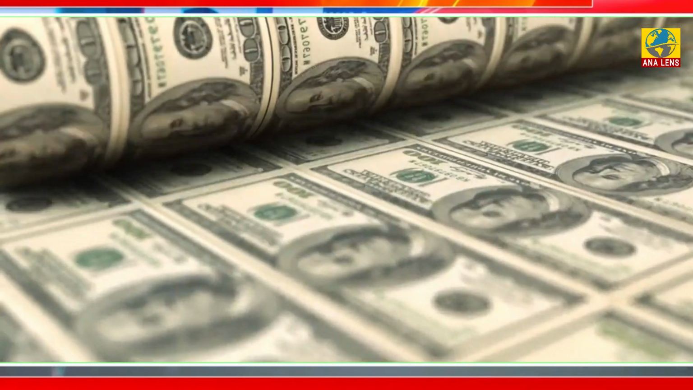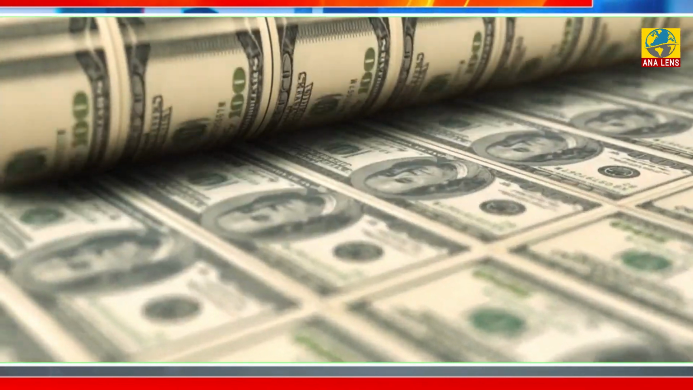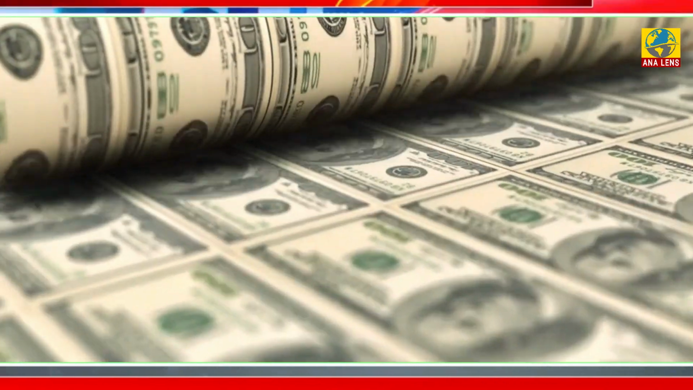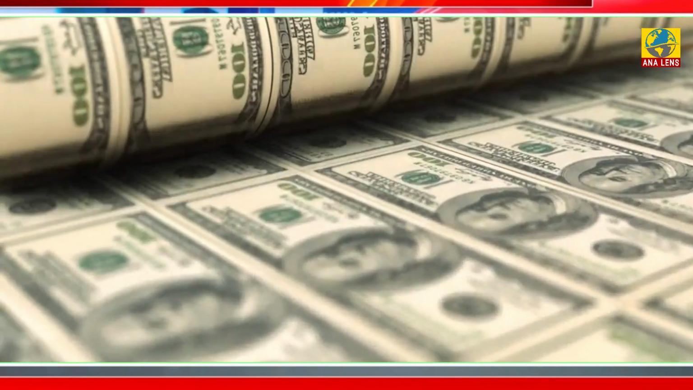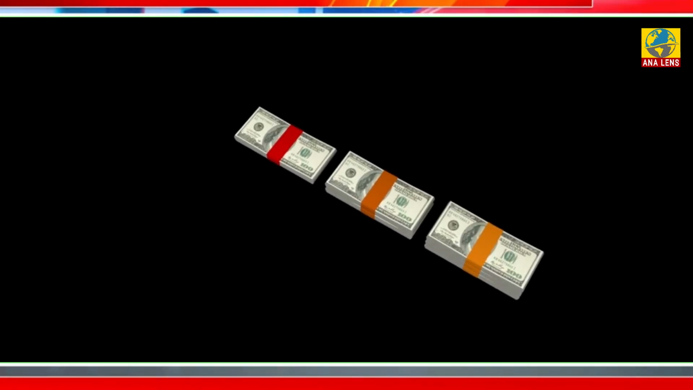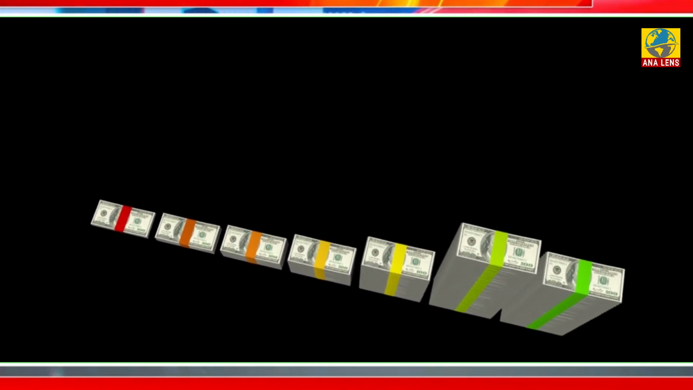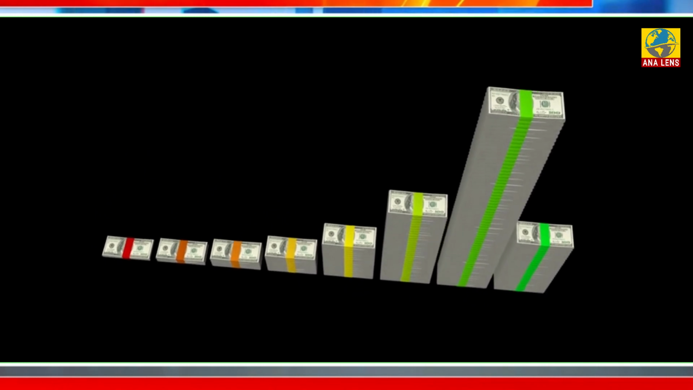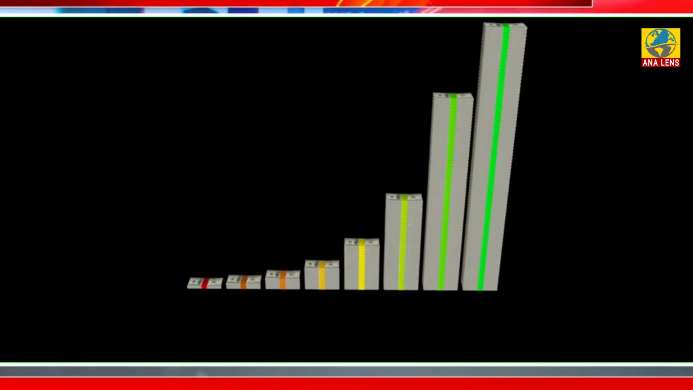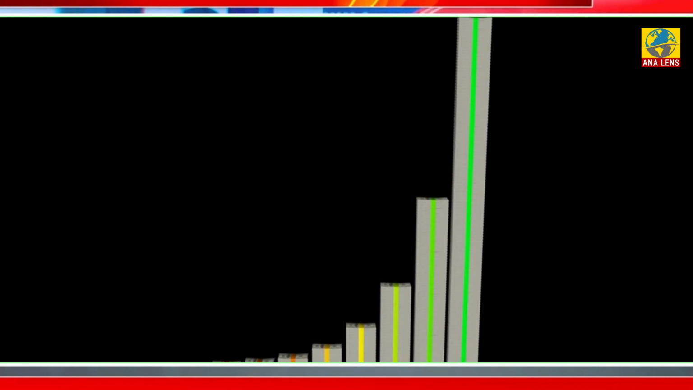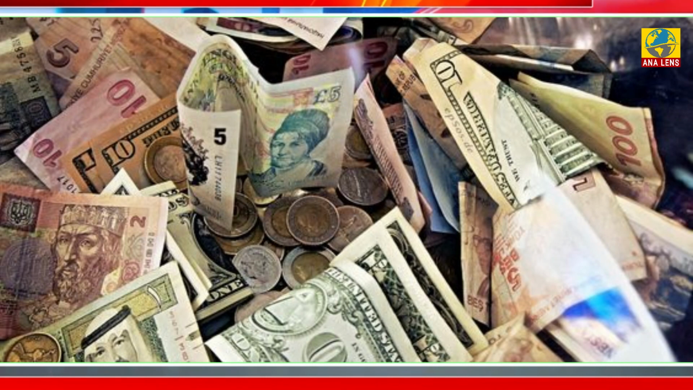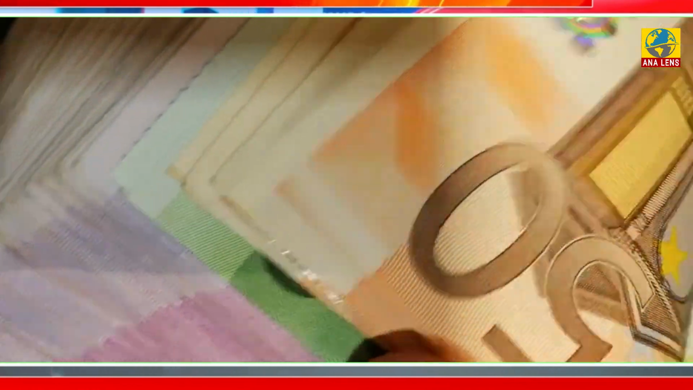The size of a country's foreign exchange reserves can be used as a measure of its economic strength. However, it is important to remember that other factors, such as the trade balance, capital flows, and economic growth, are also important. Countries with high foreign exchange reserves may be more resilient to economic shocks, such as a sudden decline in exports or a financial crisis. However, countries with low foreign exchange reserves may be more vulnerable to these shocks.